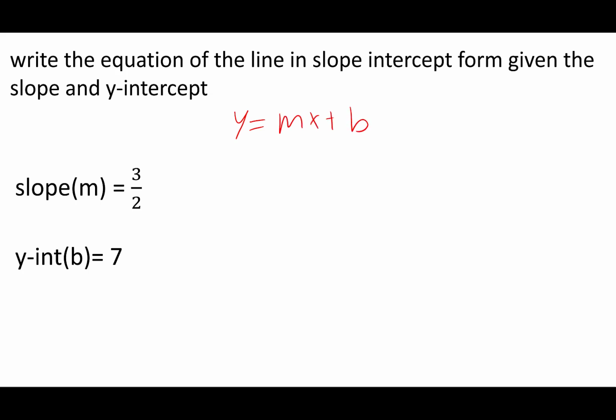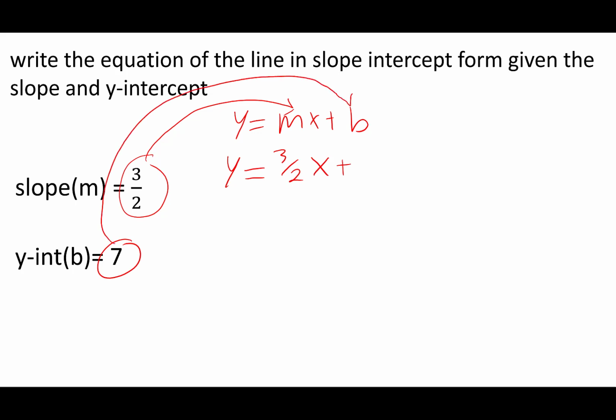Okay, so slope is my m. So I would get y equals 3/2 x plus, this 7's going in for the b, 7. And there is my answer.